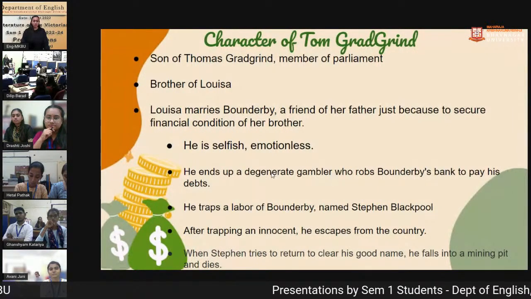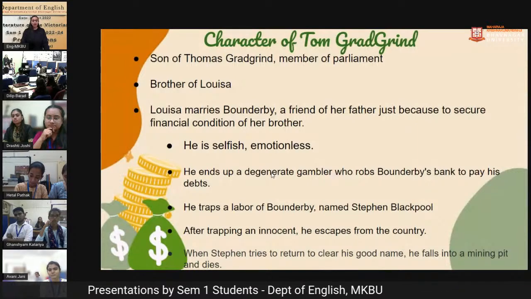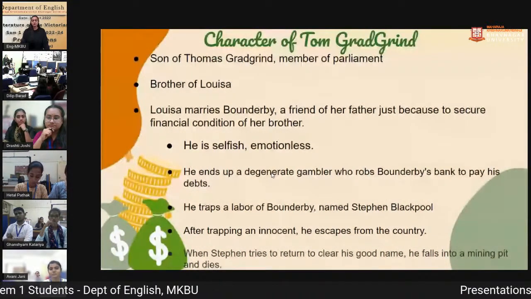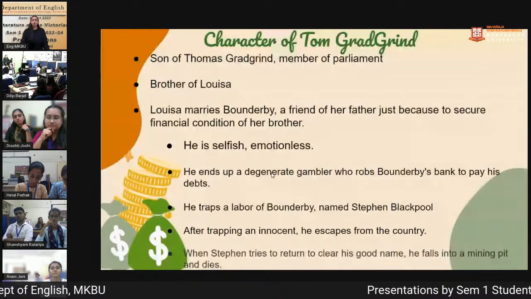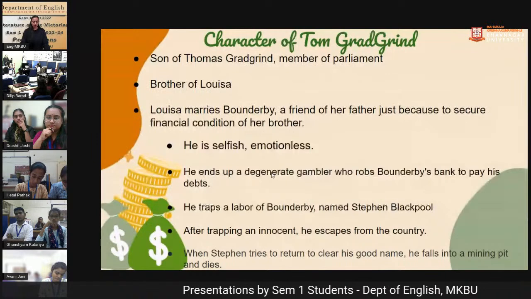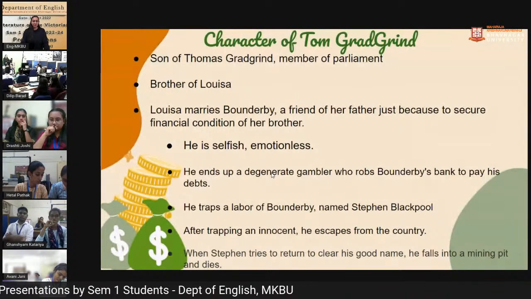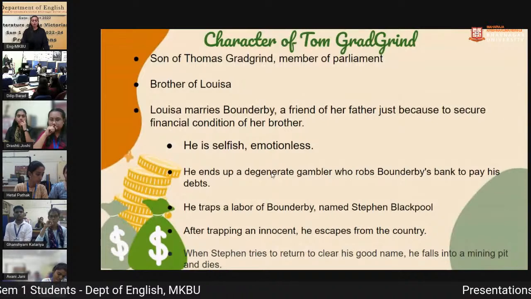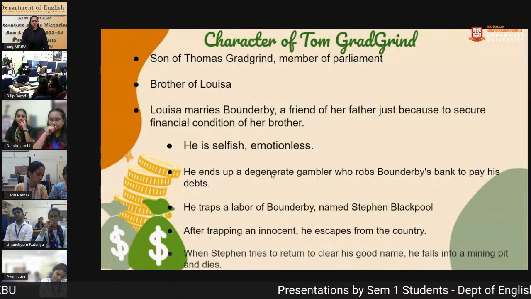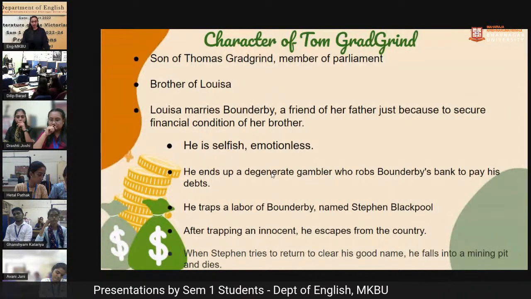He is selfish and emotionless. He ends up a degenerate gambler who robs Bounderby's bank to pay his debts. He traps a laborer for Bounderby named Stephen Blackpool. After trapping an innocent, he escapes from the country. When Stephen tries to return to clear his good name, he falls into a mining pit and dies.